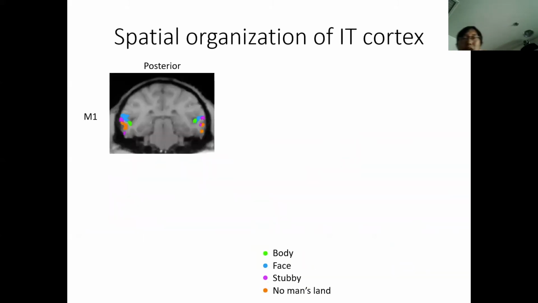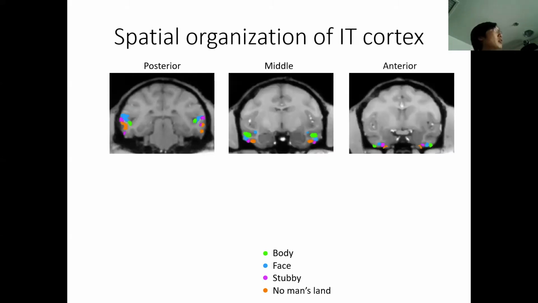Here you can see the 4 networks: face, body, stubby, and no man's land overlaid on a coronal slice in posterior IT. You can see a progression from body, face, stubby, to no man's land in both hemispheres. And this is also true in the middle and the anterior nodes of these networks. Body, face, stubby, no man's land.